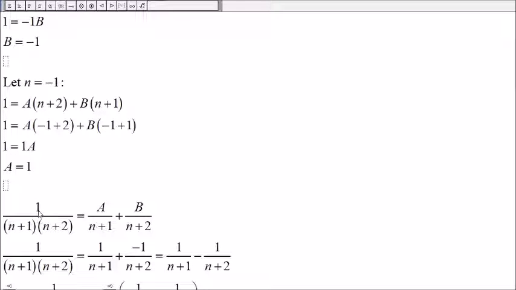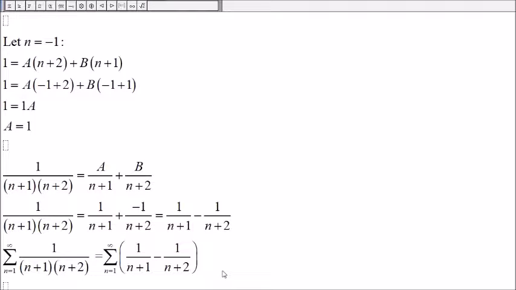And so now we have 1 over n plus 1 times n plus 2. In the place of a we have 1, in the place of b we have negative 1. And this is the same as 1 over n plus 1 minus 1 over n plus 2. And now we can rewrite the original series: 1 over n plus 1 times n plus 2 is the same as 1 over n plus 1 minus 1 over n plus 2.